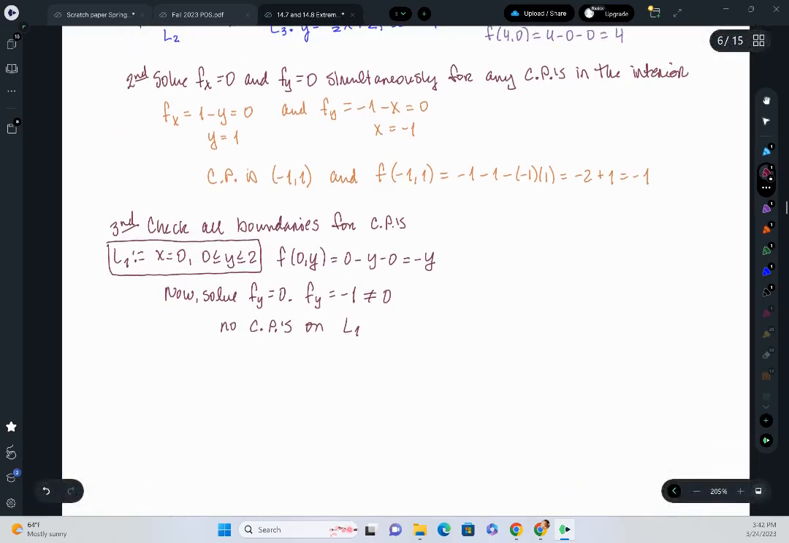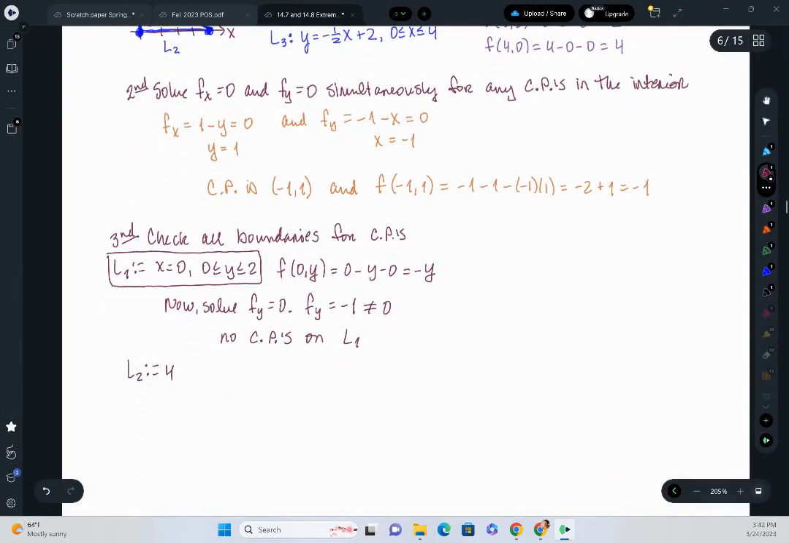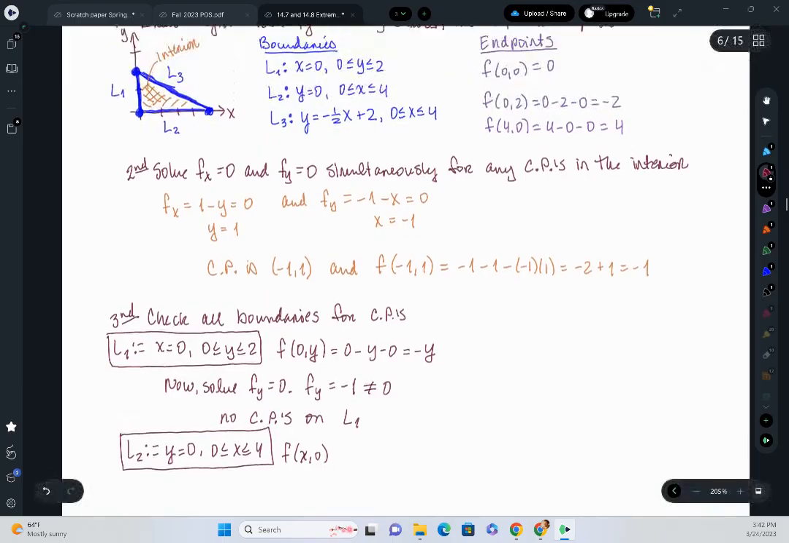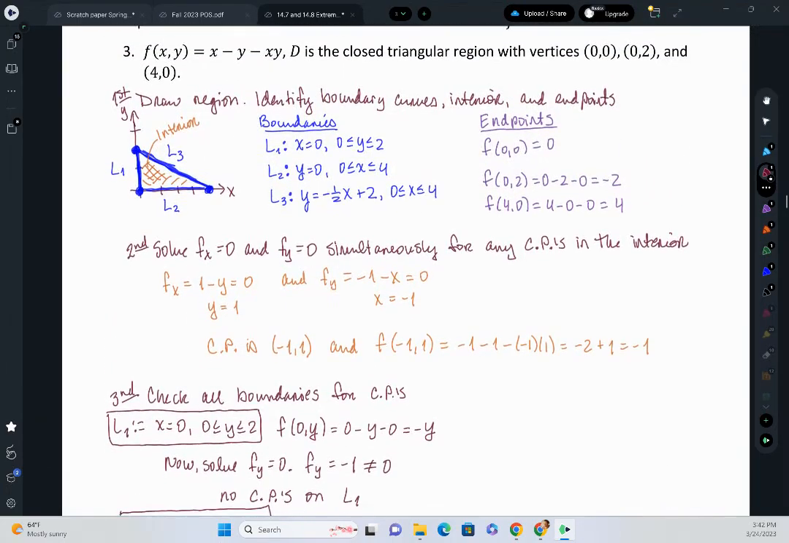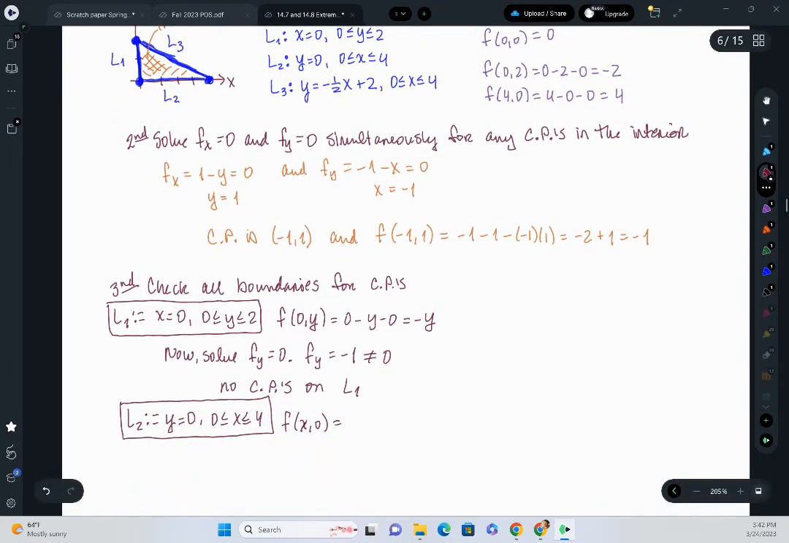Okay, that's L1. Now we go to L2. L2 was defined by y equals 0. So now we're on the x-axis, where x runs from 0 to 4. We are looking at f of (x, 0). Everywhere there's a y, we replace it with a 0 in our function. That's going to make it x minus 0 minus 0, which is just x.